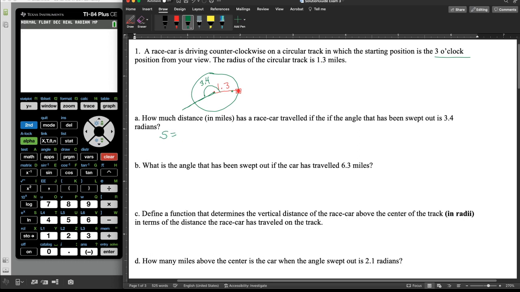And we have a formula that we can use. The arc length, which is how far it would trace out, is equal to r theta. So we have the r, which is 1.3. We have the theta in this case, which is 3.4. So s, which we would later call our distance, right? We use s because it is an arc length on this portion here. So it's how far the car went from here to over there. Is simply going to be 1.3 times 3.4.